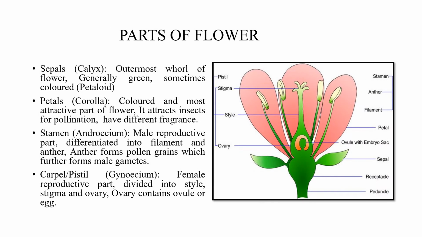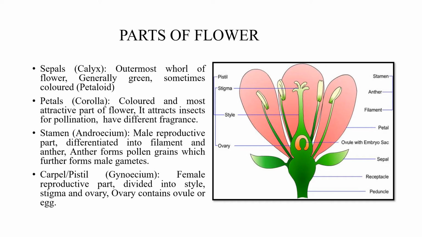Parts of a flower. There are four parts. First one, sepals, mostly green in color. Outermost whorl of the flower, generally green. Together the sepals are called calyx. Sometimes they are colored, petaloid. Next one, petals. They are colorful, attractive parts to attract insects for pollination. They have different fragrances also.